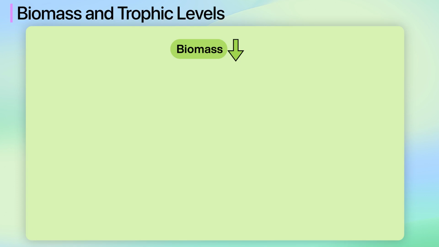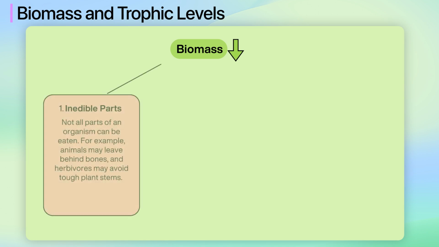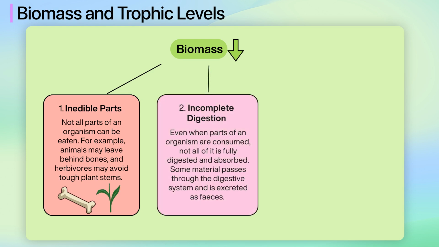As biomass is transferred from one trophic level to the next, a significant portion is lost. Here are the main reasons for this loss. Firstly, inedible parts. Not all parts of an organism can be eaten. For example, animals may leave behind bones, and herbivores may avoid tough plant stems. Secondly, incomplete digestion. Even when parts of an organism are consumed, not all of it is fully digested and absorbed. Some material passes through the digestive system and is excreted as feces.